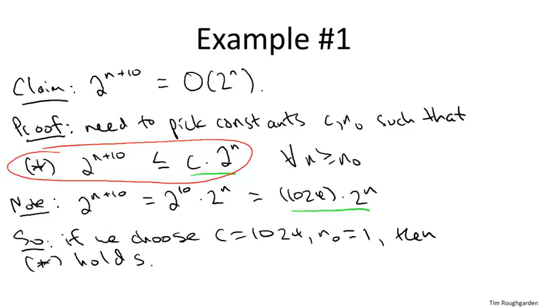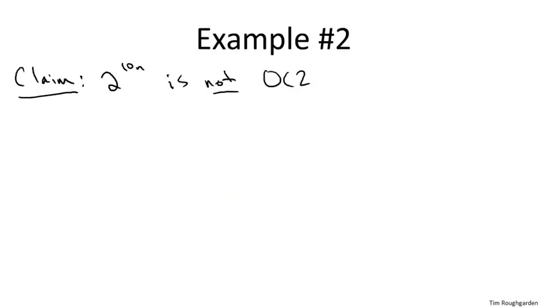Next, let's turn to another example, a non-example of a function which is not big O of another. This will look superficially similar to the previous one. Instead of adding 10 in the exponent of the function 2 to the n, I'm going to multiply by 10 in the exponent. And the claim is that if you multiply by 10 in the exponent, then this is not the same asymptotically as 2 to the n.